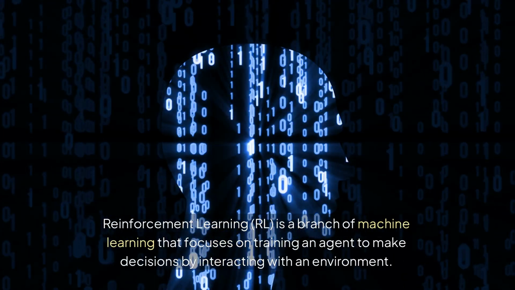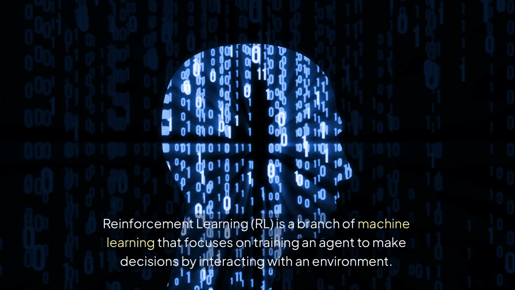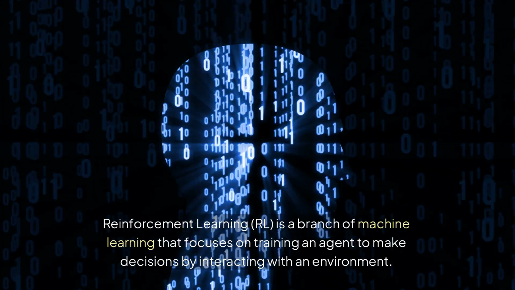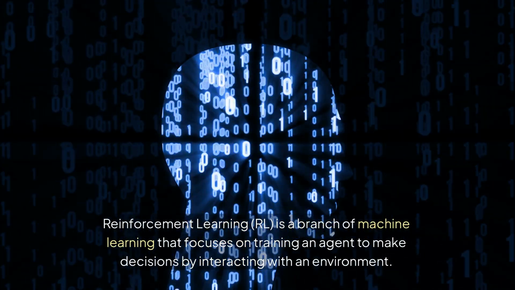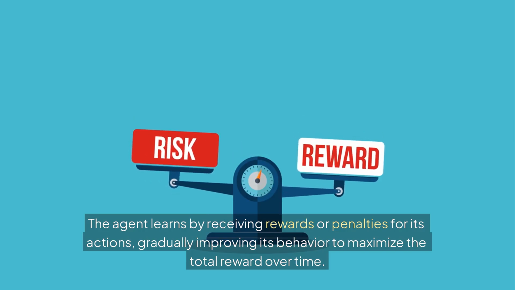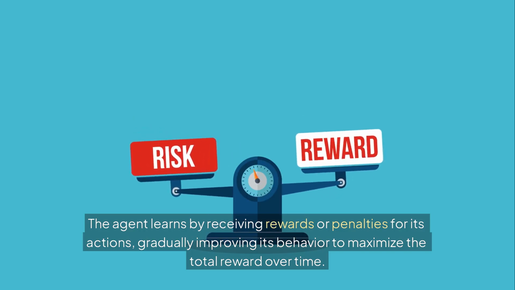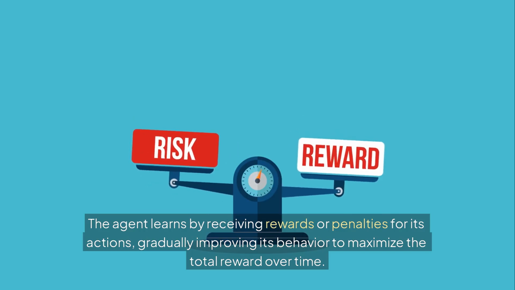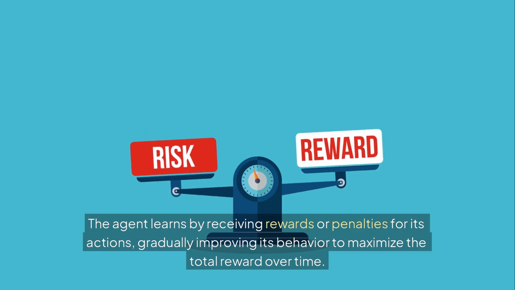Reinforcement learning, RL, is a branch of machine learning that focuses on training an agent to make decisions by interacting with an environment. The agent learns by receiving rewards or penalties for its actions, gradually improving its behavior to maximize the total reward over time.